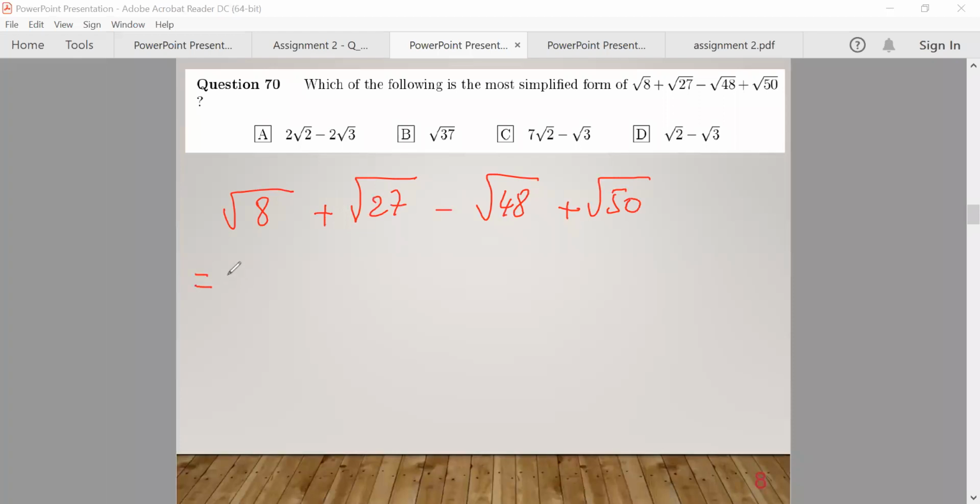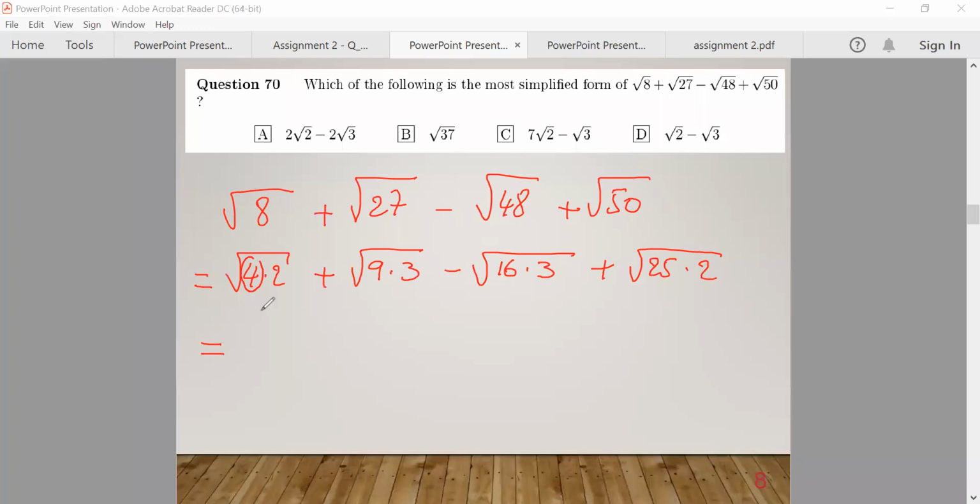8 is 4 times 2. 27 is 9 times 3. 48 is 16 times 3. So this is a way. There are several ways. The best way is to write 50 as a product of prime numbers.